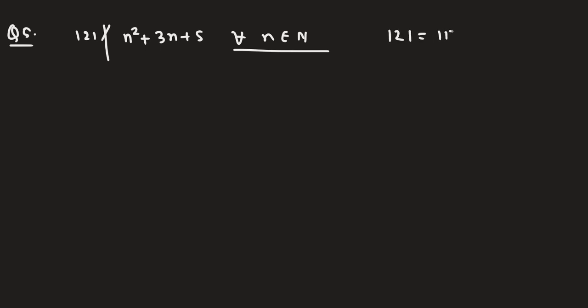Question number 5. 121 does not divide the expression n square plus 3n plus 5 for all n belonging to natural numbers. So here 121, again you notice that 121 is 11 square. So if I call this expression E, then E is equal to n square plus 3n plus 5.